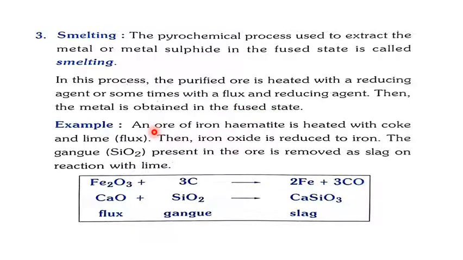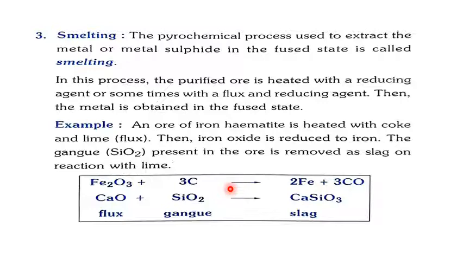If we take one example, an ore of iron, that is Fe2O3, its common name is hematite. It is heated with coke and also with flux. This ore of iron contains gangue, that is silica, which is acidic in nature. So we take a basic flux, that is CaO, and also add a reducing agent and heat it up to high temperature. Then iron oxide is reduced to iron, and carbon is converted to carbon monoxide. This calcium oxide reacts with the gangue SiO2 and forms calcium silicate. This is a slag. This is separated from the metal.